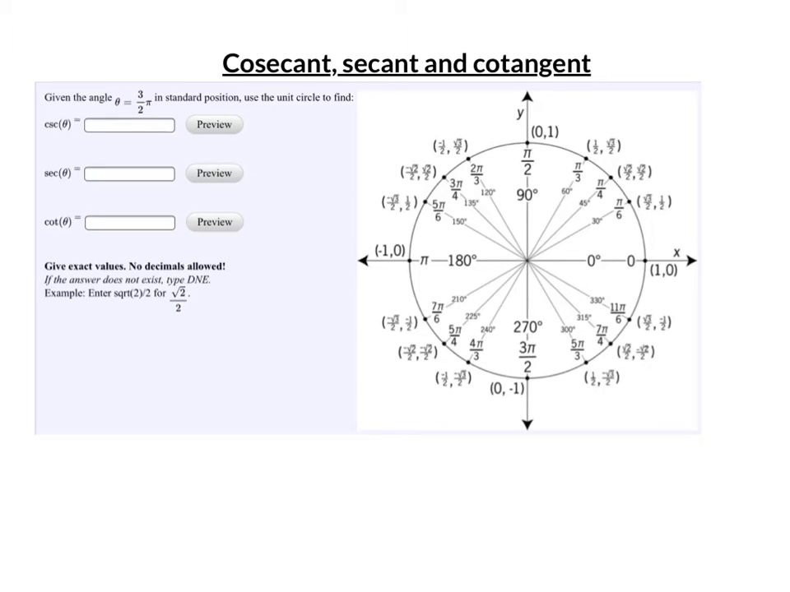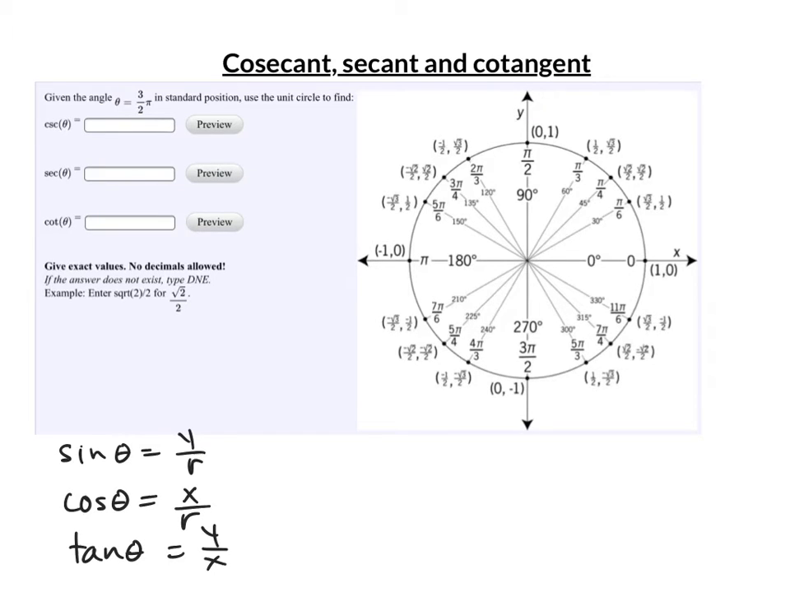Now we're getting introduced to cosecant, secant, and cotangent. A quick reminder here. When we say the sine of theta, remember it's y over r. When we say the cosine of theta, remember that it's x over r. And the tangent of theta is y over x.